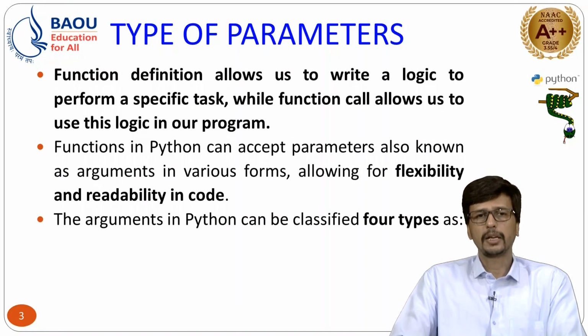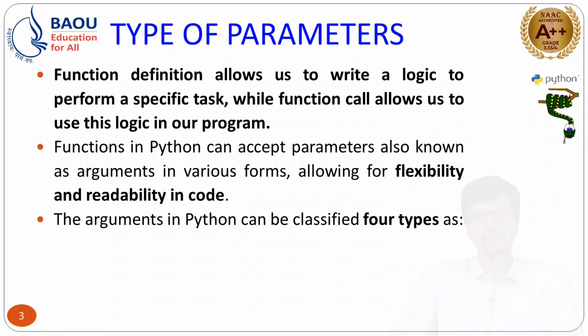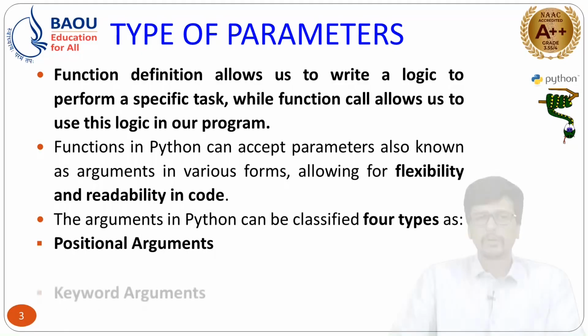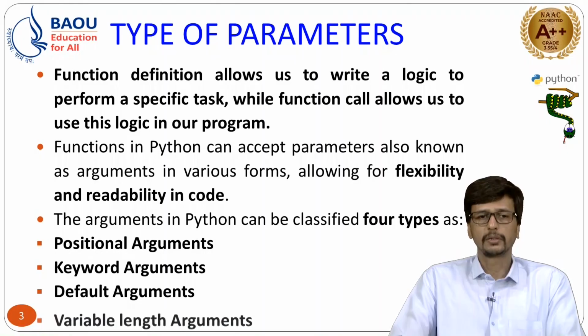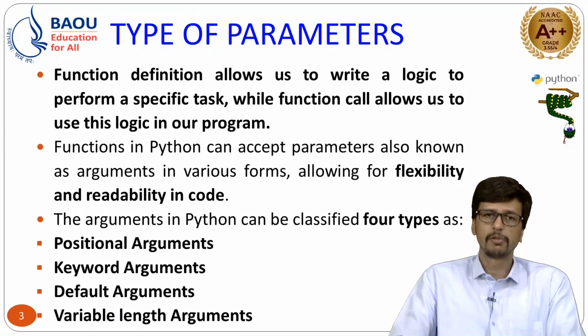Now, function call allows us to use logic in our program, right. Whenever you are defining the function, you can write that logic in the block of the function body, and whenever you want to use that logic, you use the function call. So these are the 4 parameter types: positional arguments, keyword arguments, default arguments and variable length arguments. We will see them one by one with demonstration.